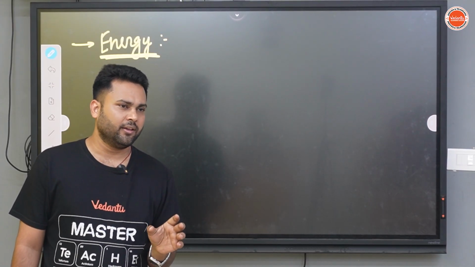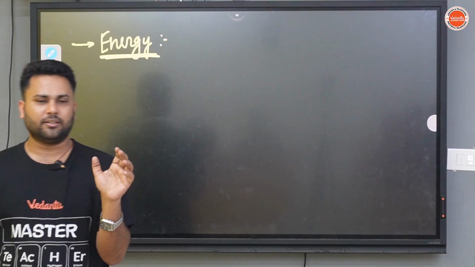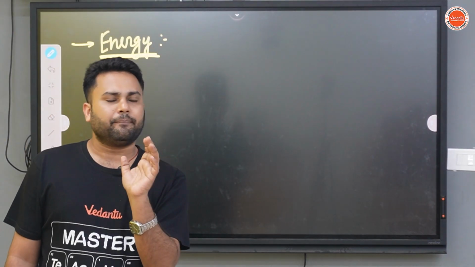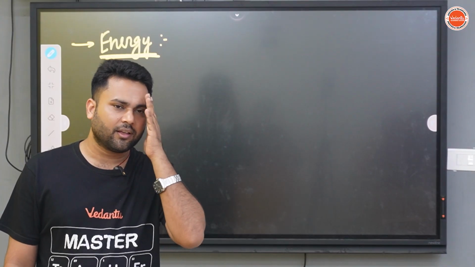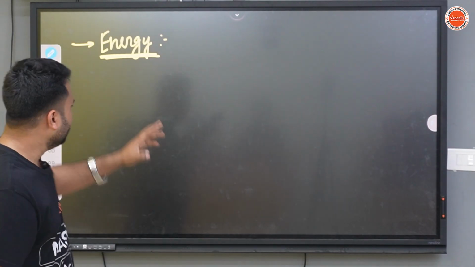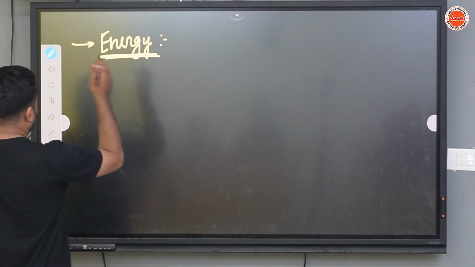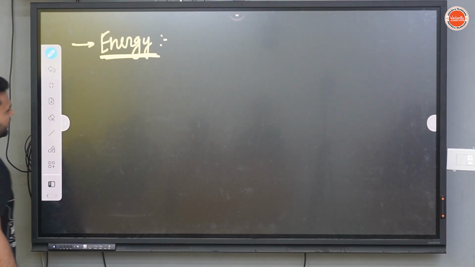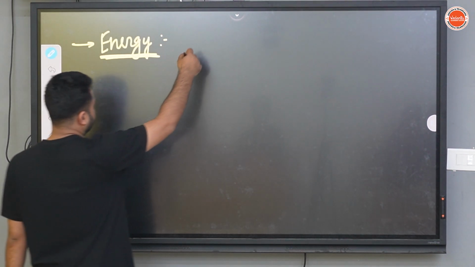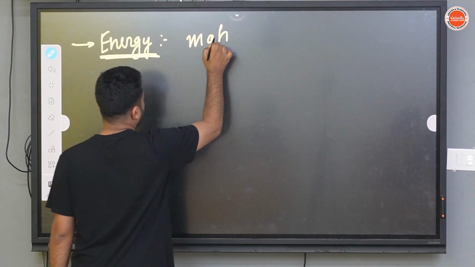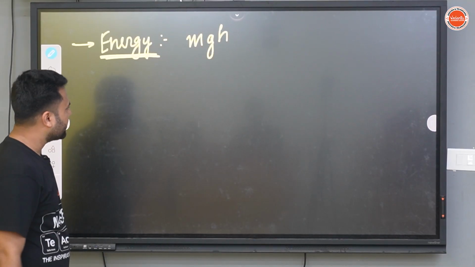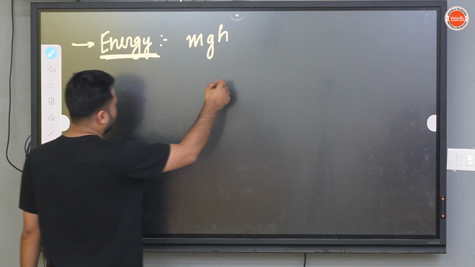Always remember, if the units are matching, definitely their dimensions will also match. Correct? So you can do it by the unit of force, or the unit of work, or you can use any formula like mgh, or half mv square, whatever.